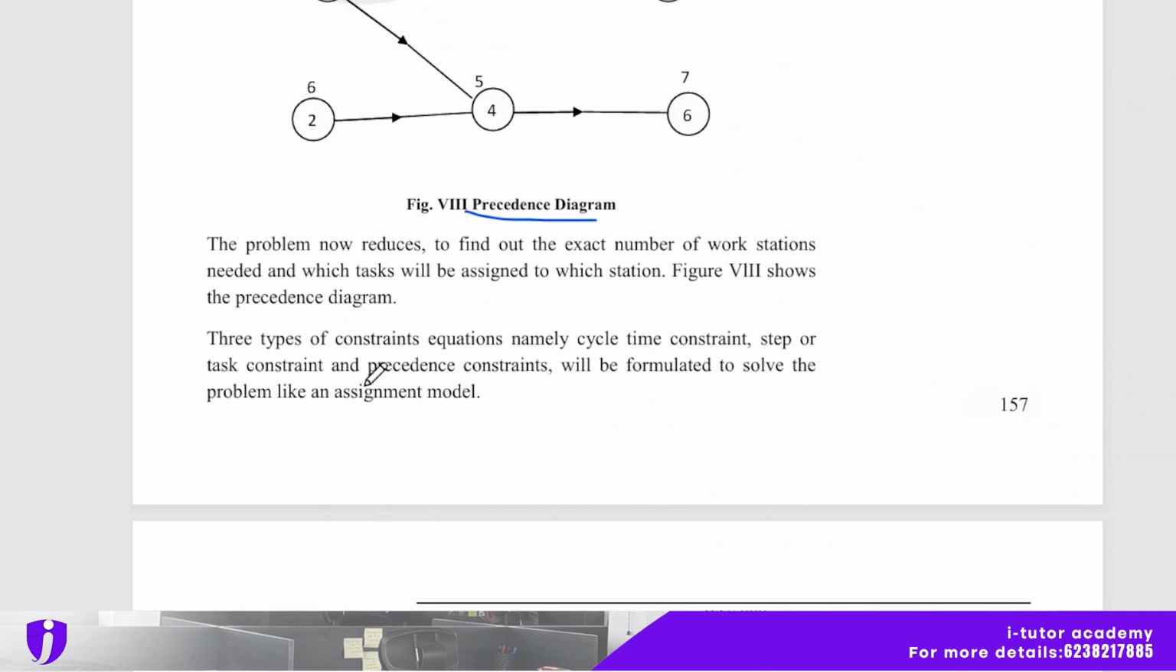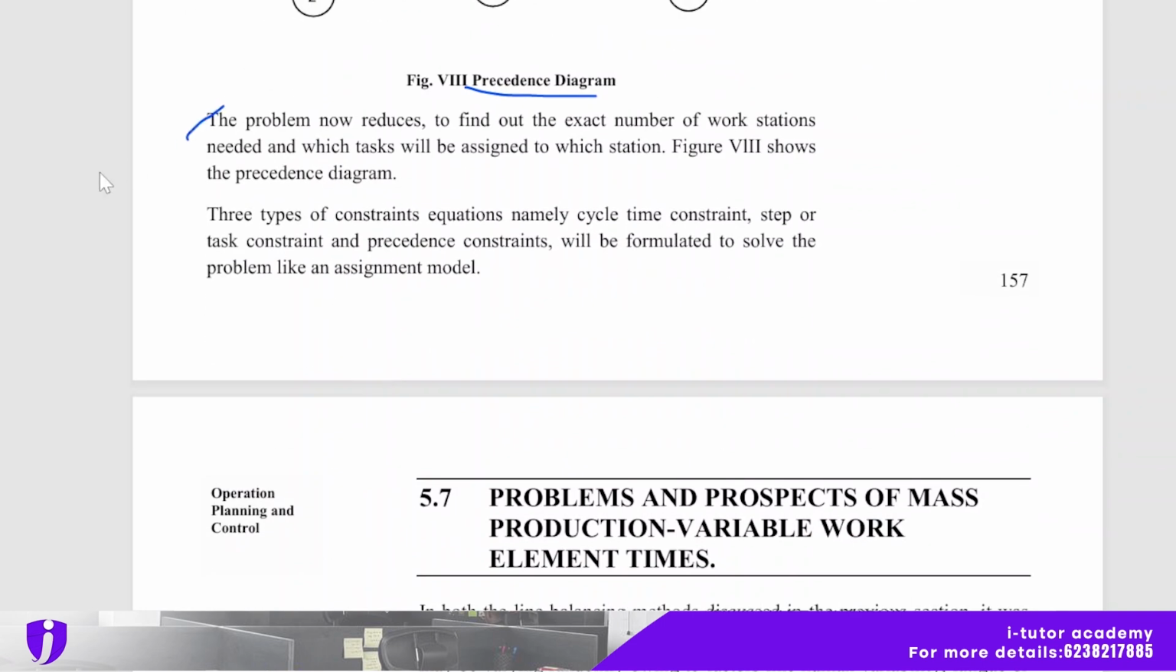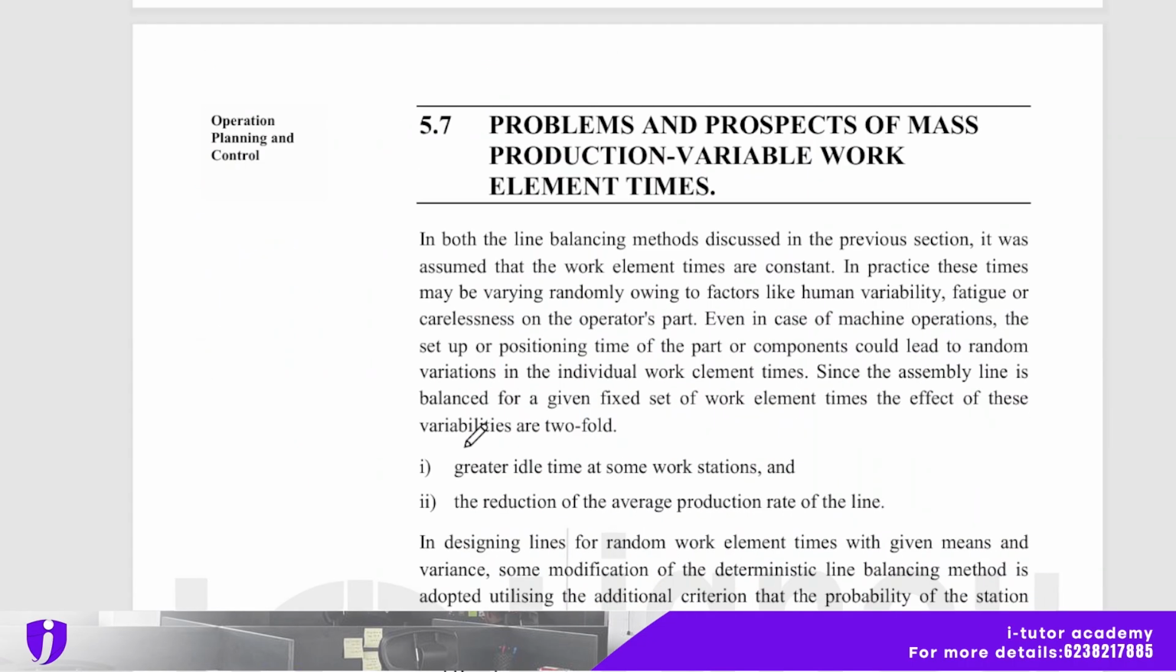The problem is now reduced to finding out the exact number of workstations needed and which task will be assigned to which station. And the figure shows the types of constraint equations, namely cycle time constraint, step or task constraint, and precedence constraint, which will be formulated to solve the problem like an assignment model.